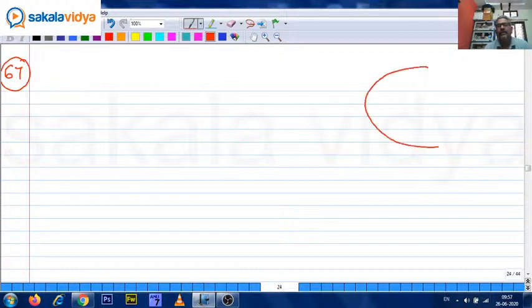So this is the parabola. This is the normal at P. Say P of t meets the axis, the x-axis, at G. S is the focus. Join this one.